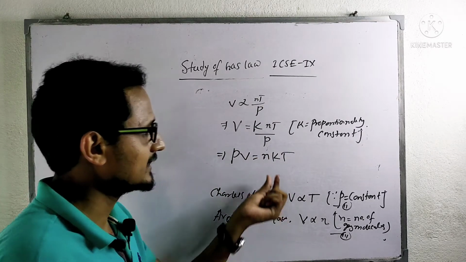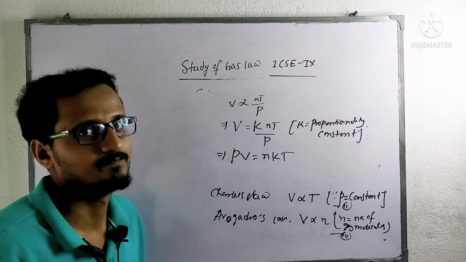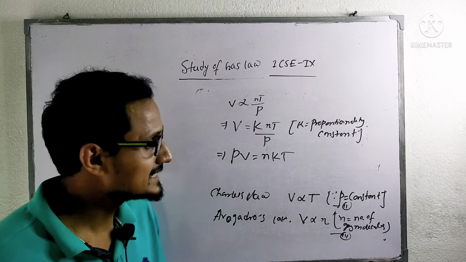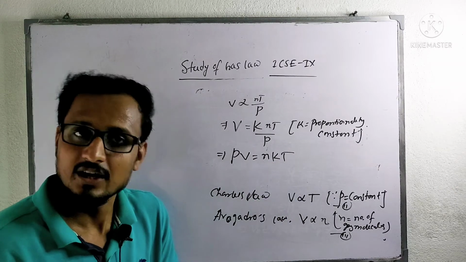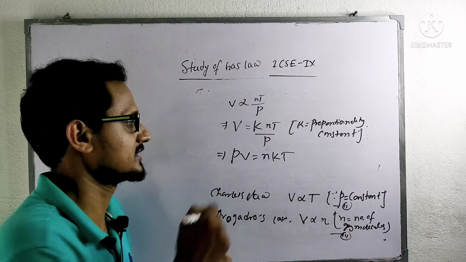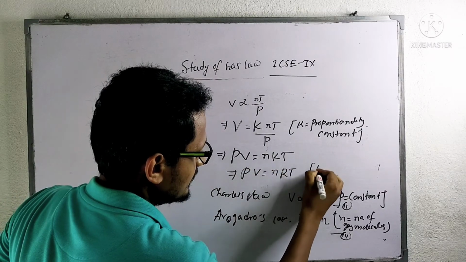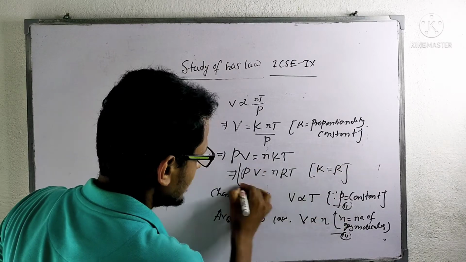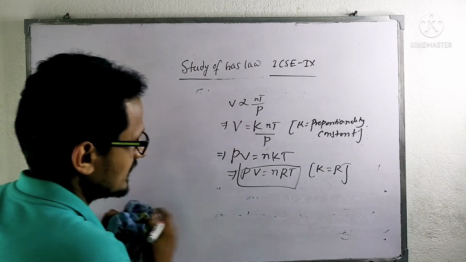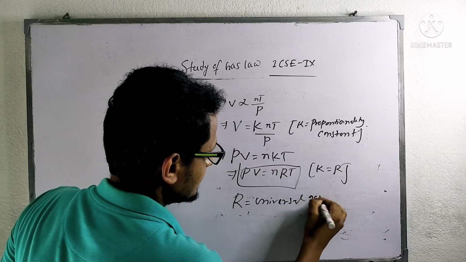Now we have seen that the value of this K is the same for all the gases. So this constant is a universal constant, that means it is the universal gas constant. In the next step, we replace this K by R to get PV equal nRT. And here R is called the universal gas constant.